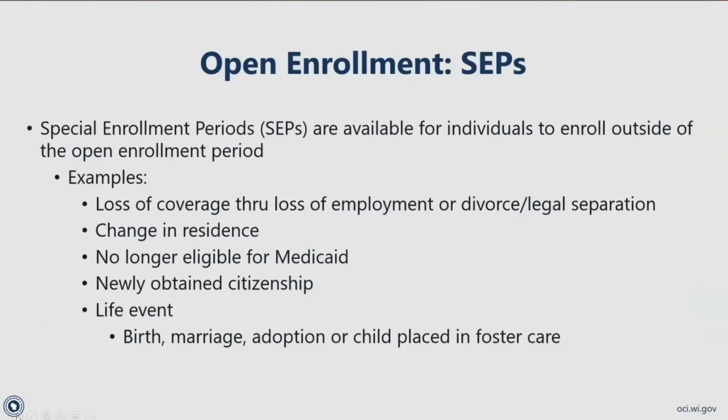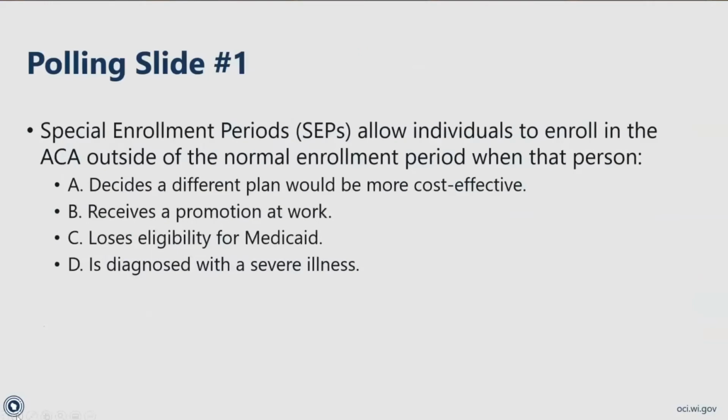Our next slide is a polling slide, and I think we're still reading those. So special enrollment periods allow individuals to enroll in the ACA outside the normal enrollment period when the person: A, decides a different plan would be more cost effective; B, receives a promotion at work; C, loses eligibility for Medicaid; D, is diagnosed with a severe illness. And I'll be watching the chats to see how you all are doing.